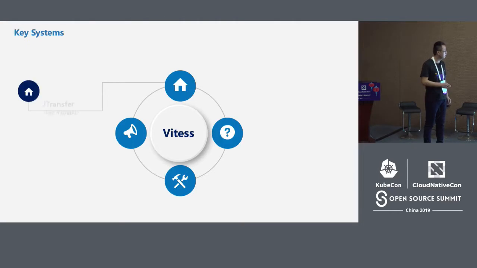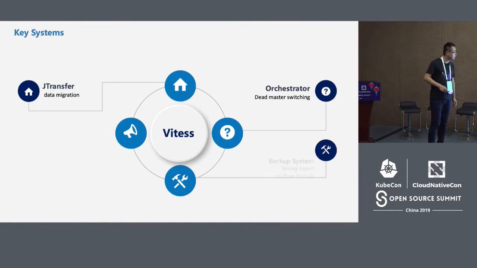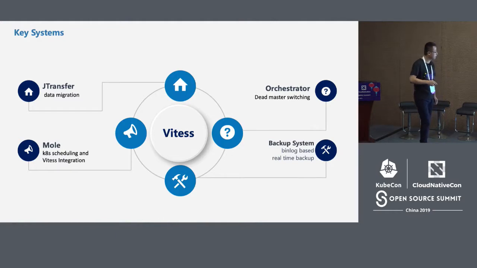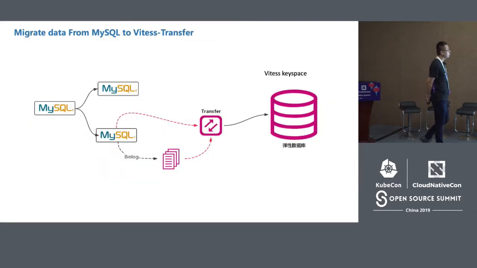In JD, there are 4 key systems. One of them is still under development, which is a backup system. Real-time backup is still under development. The third one is already being applied online on a massive scale, and I will focus on 3 services. The first one is JTransfer. What does it mean? Many of our previous services used MySQL directly, and now that Vitess is online, we are switching some of our services to Vitess.